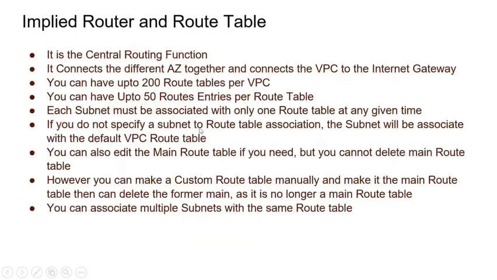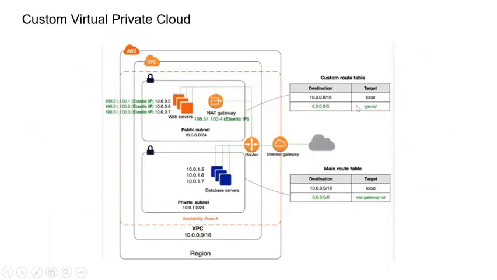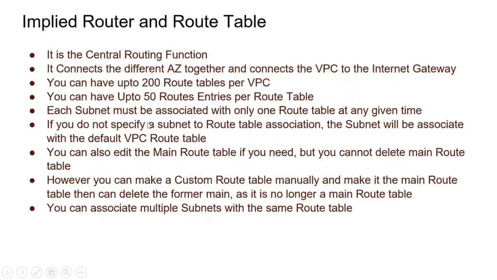You can have up to 200 route tables per VPC. So per VPC like this, you can have 200 route tables, and each route table can have up to 50 entries. Here two entries are there, right? You can have up to 50 route entries per route table.